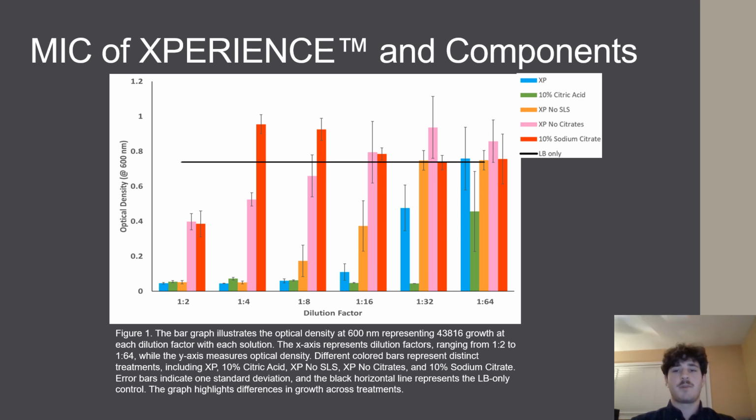The MIC for XPERIENCE alone was determined to be 1 to 8 dilution. Then 10% citric acid's MIC was determined to be a 1 to 32 dilution. Then XPERIENCE without SLS was found to be a 1 to 4 dilution. The 2 solutions, XPERIENCE without citrates and 10% sodium citrate, failed to inhibit bacterial growth completely and actually increased bacterial growth compared to the control.